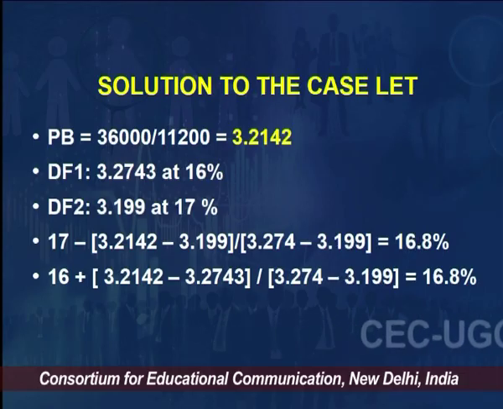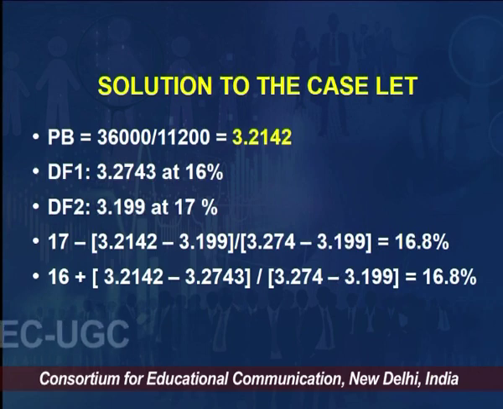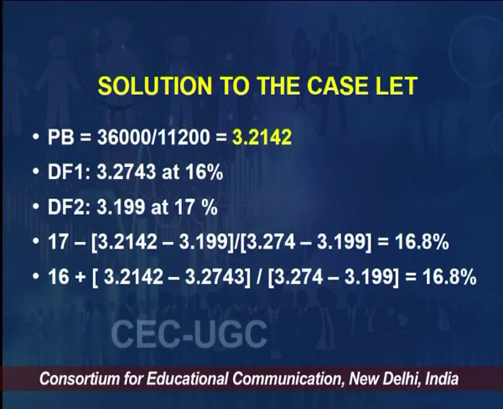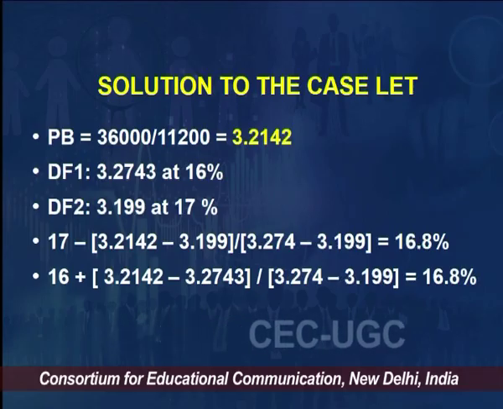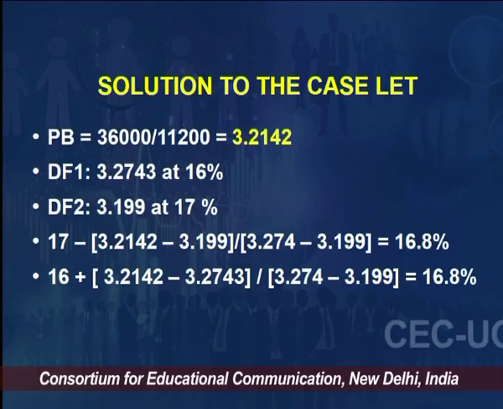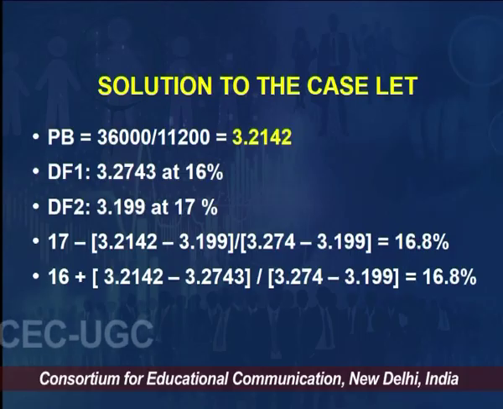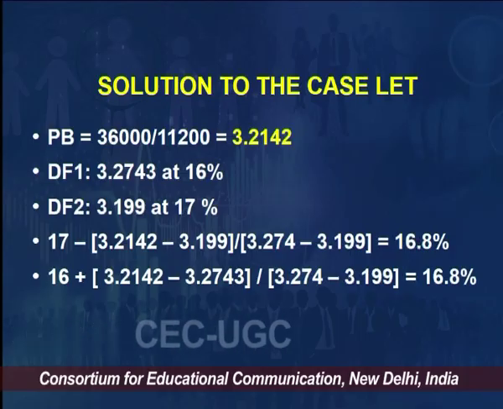3.2142, right. We are taking 4 decimals. It is recommended to take the PB or discount factors to minimum 3 to 4 decimals, because otherwise your answer would vary strongly. So, that was the first step: calculate PB.